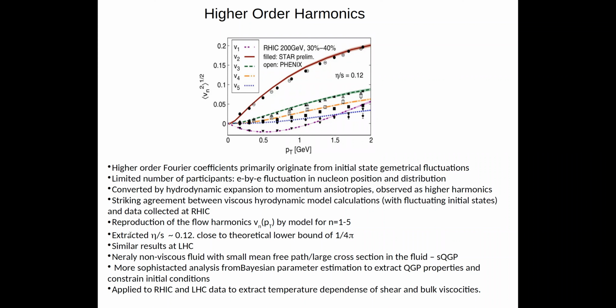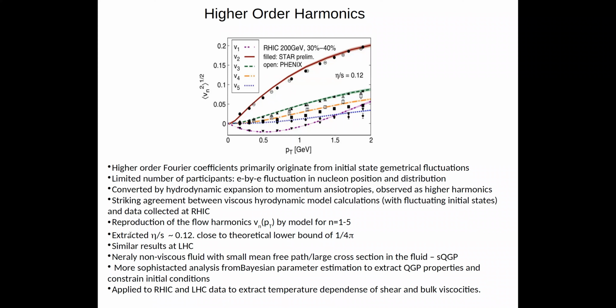And there is a striking agreement between the viscous hydrodynamic model calculations with fluctuating initial states and the data collected at RHIC. This viscous hydrodynamics model, which I believe you will hear more about in Victor's lectures, reproduces the flow harmonics v_n(pT) for n starting from 1, which is directed flow, up to n equal to 5. One of the parameters of this viscous hydrodynamic model is eta by s, the ratio of viscosity to entropy density. And the comparison of the model to data basically tells you that eta by s is very low.